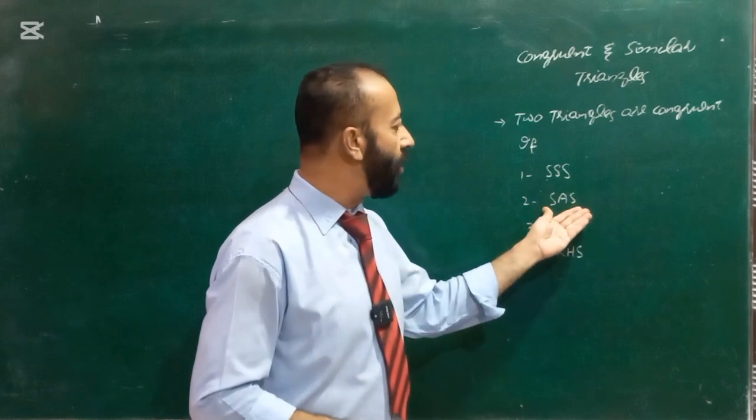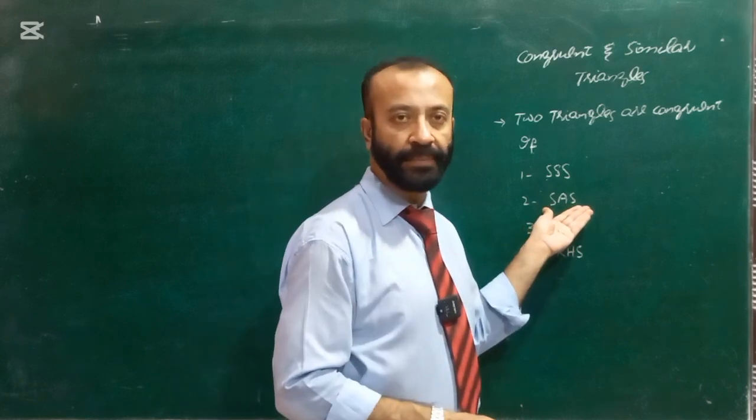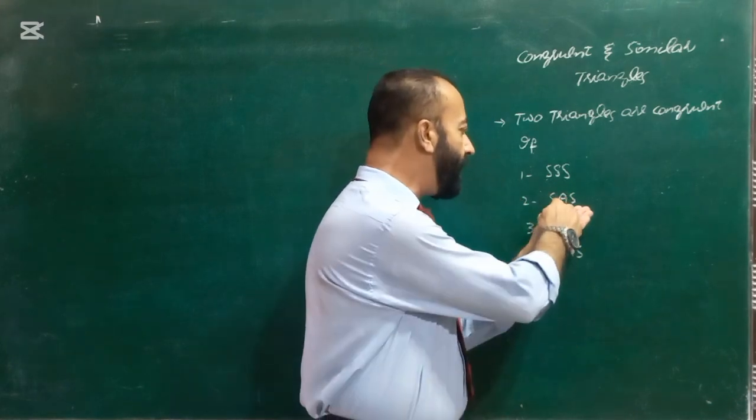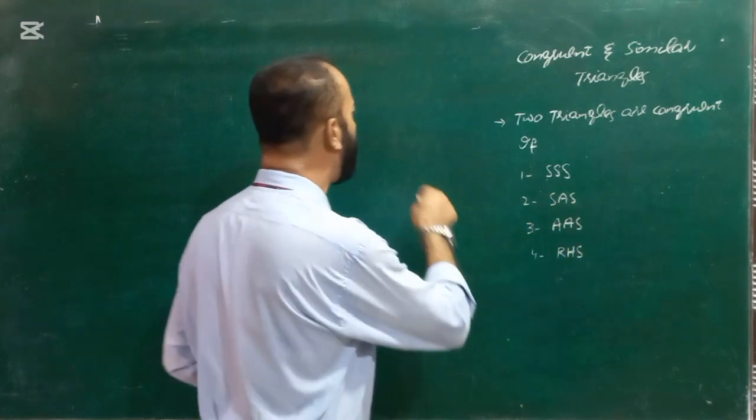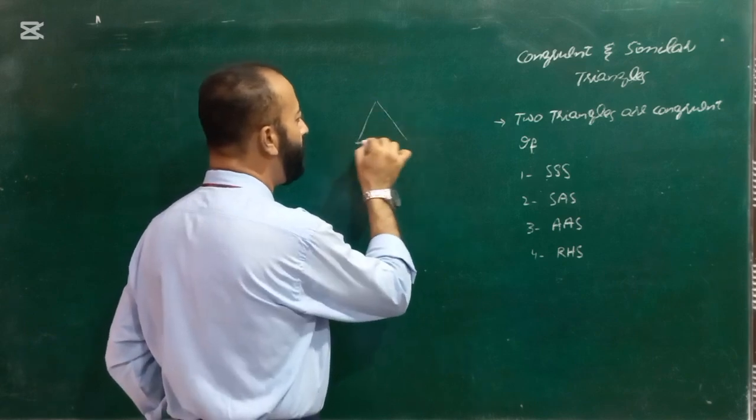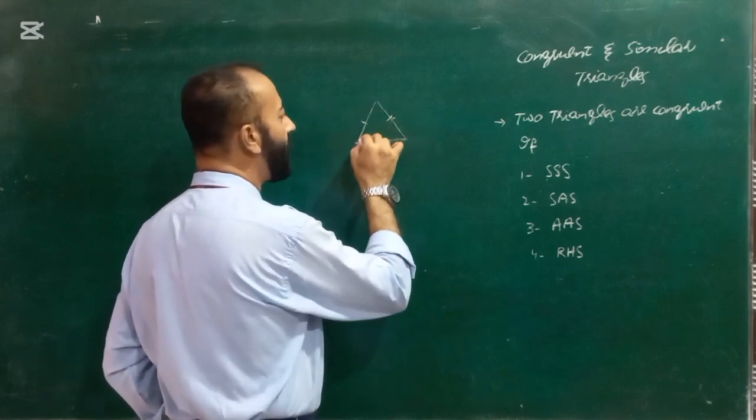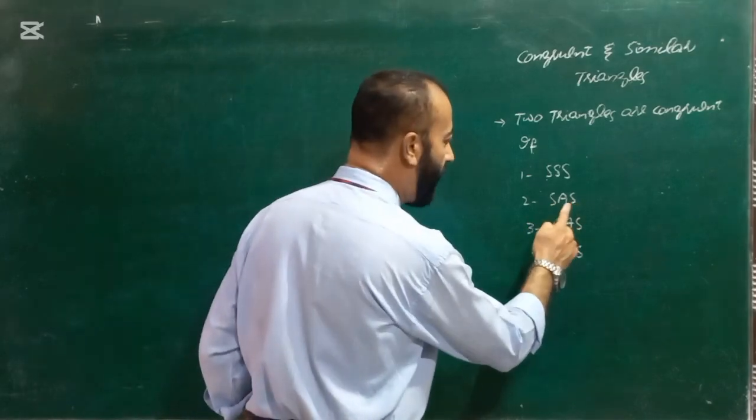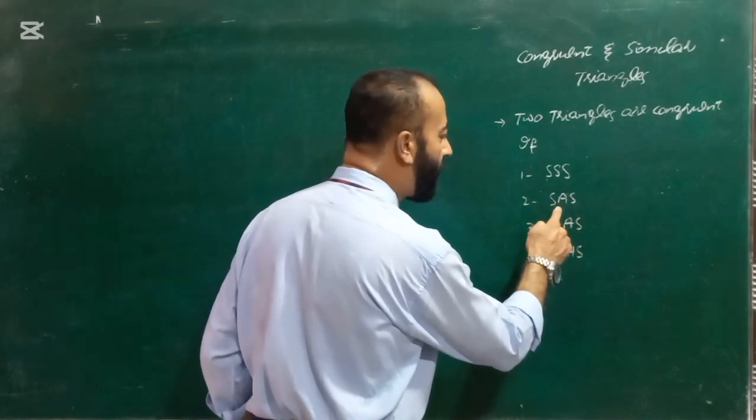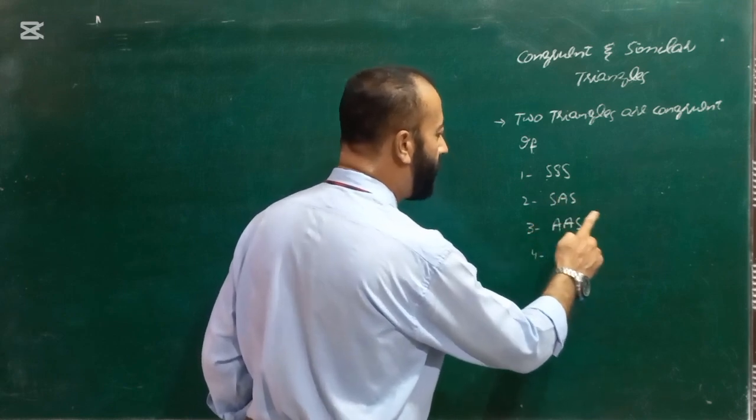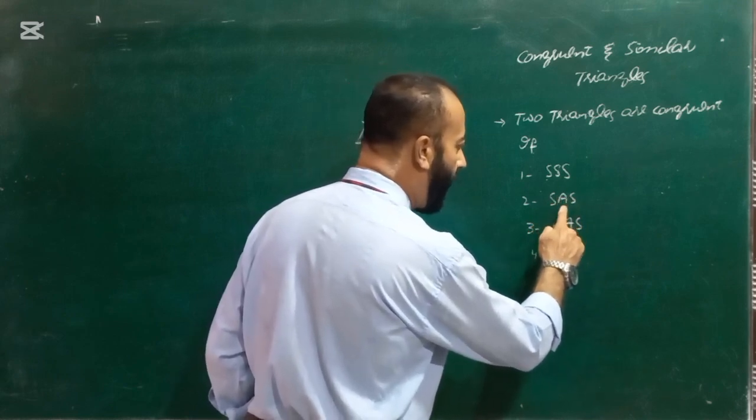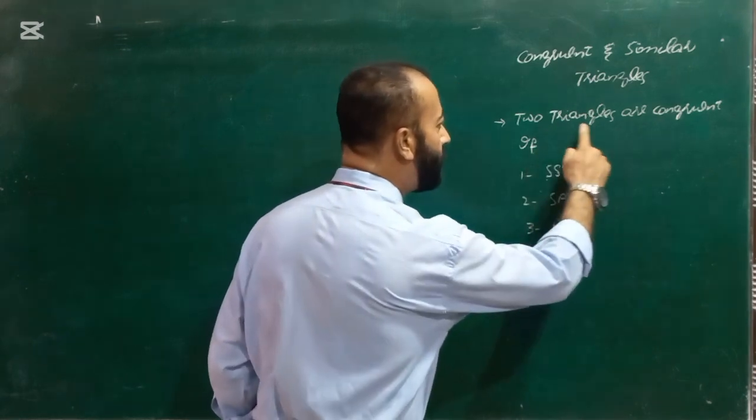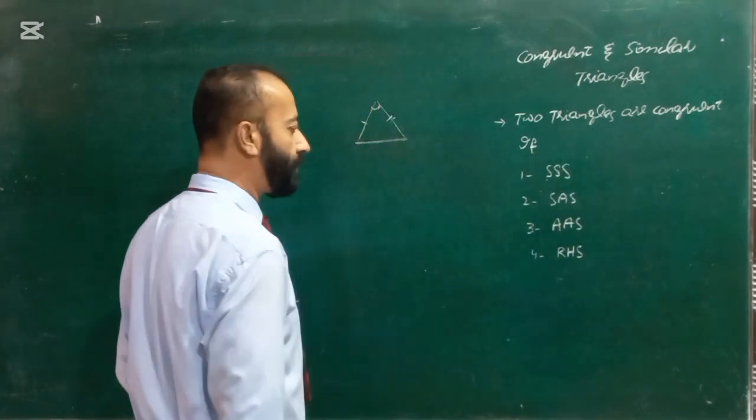The next property is called side, angle, side. It means two sides of one triangle and their included angle. Included angle means, if we are talking about these two sides, then this is the included angle. So if two sides and their included angle of one triangle are equal to the two sides and their included angle of the second triangle, then the two triangles are congruent.